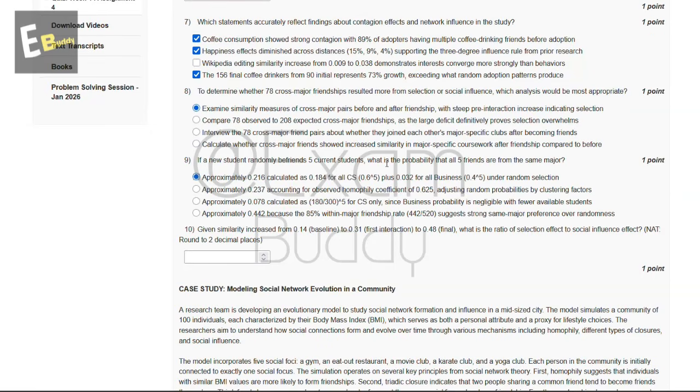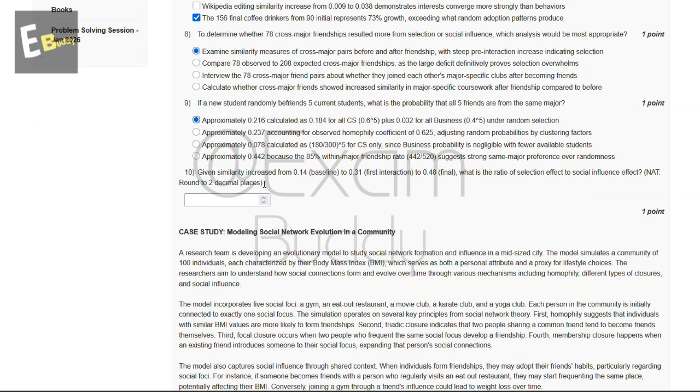And now let's go to our question number 10. Given similarity increased from 0.14 baseline to 0.31 first interaction to 0.48 final, what is the ratio of selection effect to social influence effect? Round to two decimal places. So the answer for our 10th question is 1.00.